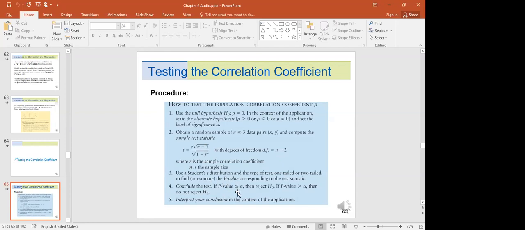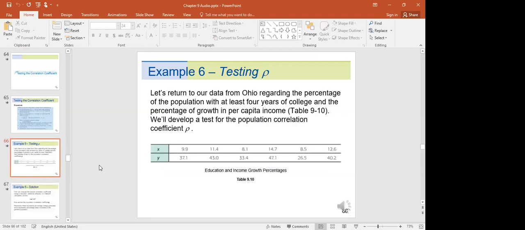So if the p-value is less than alpha, you reject the null hypothesis and conclude that there is a significant correlation. If the p-value is greater than alpha, you do not reject the null hypothesis, which was rho equals 0, and conclude that there is not a significant correlation between the variables. So before we look at another example, I want us to go back to the results we have had from Excel.